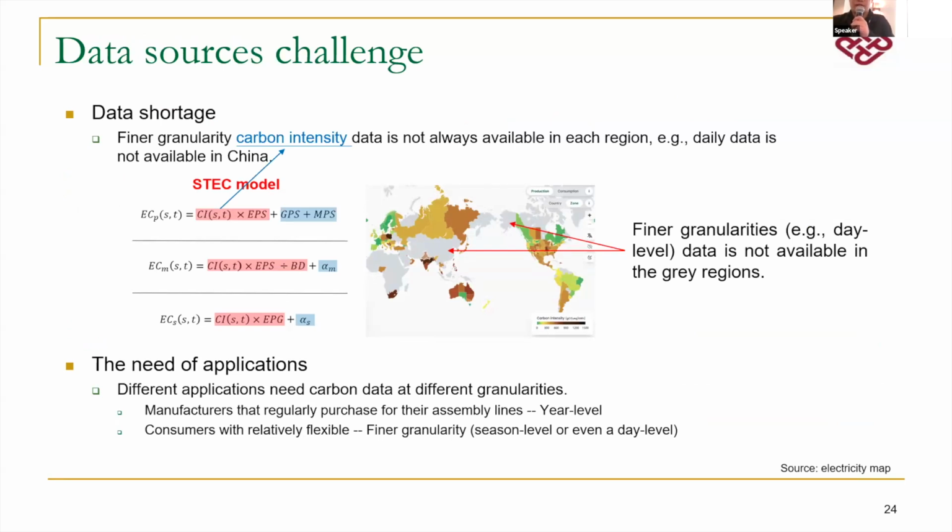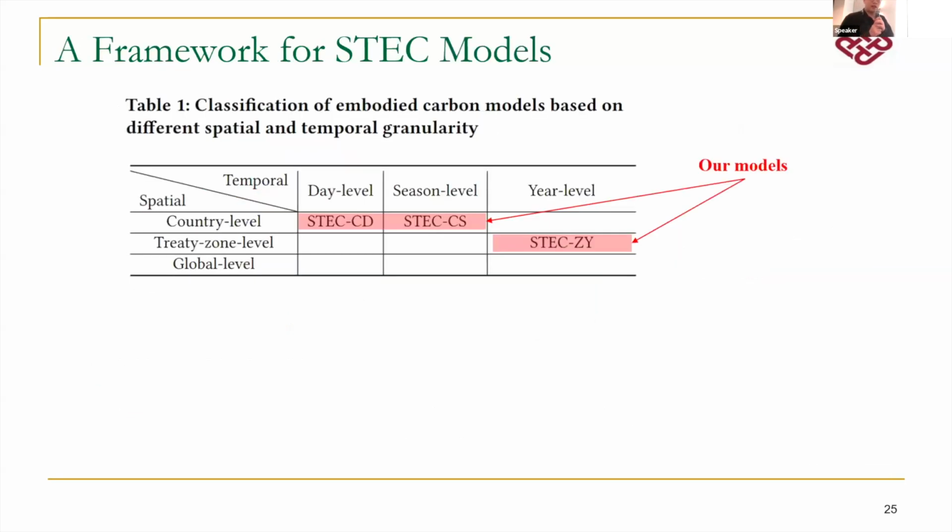Additionally, we observe that different applications may need carbon data at different granularities. For example, manufacturers that regularly purchase for their assembly lines may care about the year level, and the consumers with flexible schedules may care about the finer granularity, such as seasonal level or even day level. So we propose a set of STACK models according to different spatial and temporal granularities. Along the spatial dimension, there are country, zone and global level. Along the temporal dimension, there are day, season, and year level.